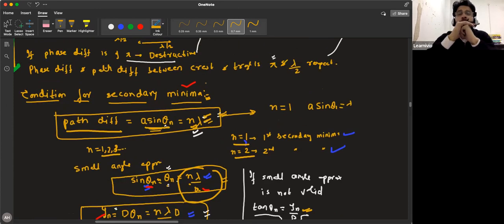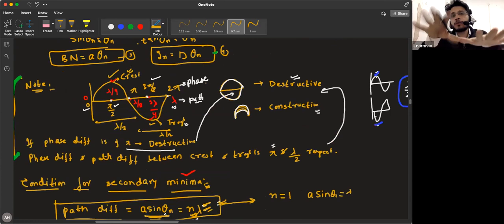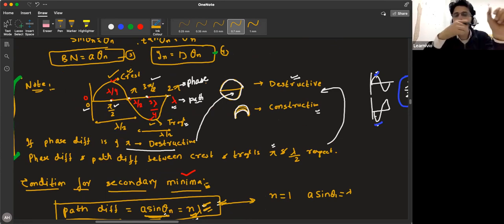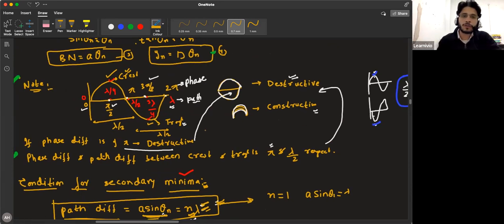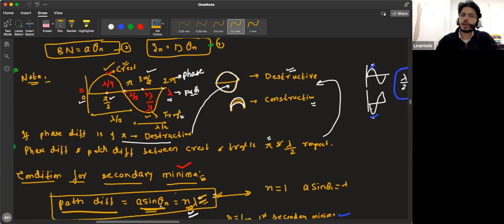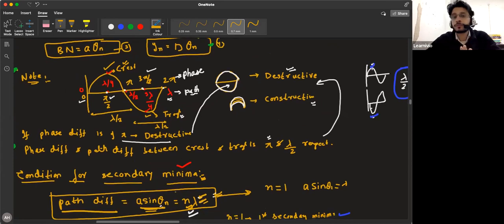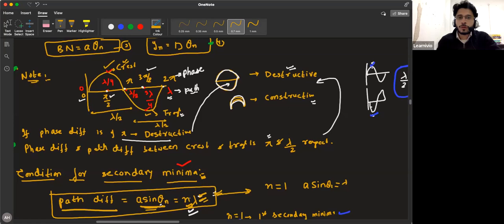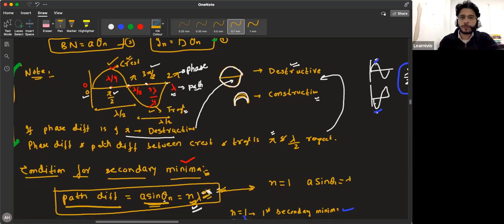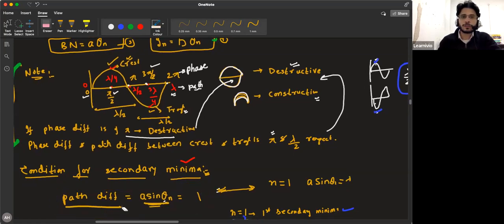Now, unlike interference, you don't have to derive these conditions. In interference, we do the full calculation of what conditions give a bright fringe or a dark fringe. But in diffraction, you are not expected to derive these conditions. You will simply have to memorize that path difference, a sine theta, will be equal to n lambda. This is for a secondary minima. Once you have the path difference, you can calculate everything, angular separation, linear separation, everything.